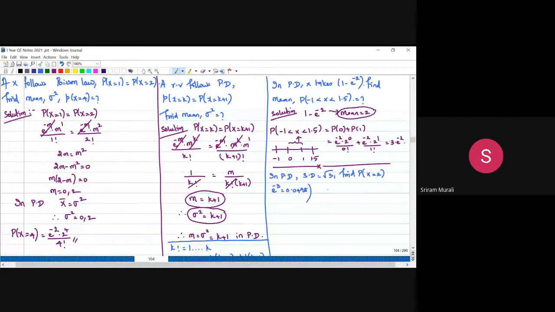You know, SD is equal to √3, now variance. In Poisson distribution, mean is equal to variance. So we found what is m. So this is e power minus 3, 3 power 2 by 2 factorial. So 0.0498 into 9 by 2. Simplify. You will get 0.2241.